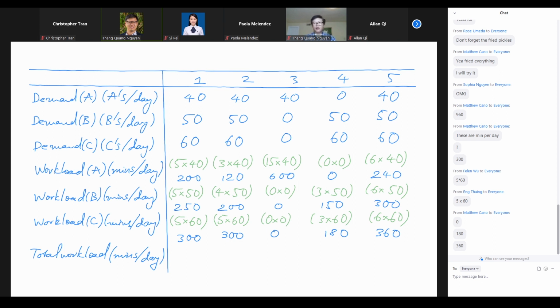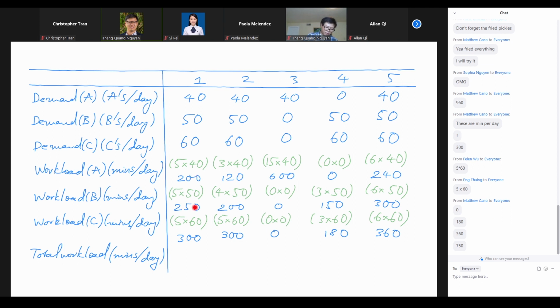So the workload here are all for 3 products, so the total will be the sum of the 3 numbers. For example, at station number 1, please look at it. We have 200, 250, and 300. I believe now you see the logic. Then the number here should be 750 minutes in total. The workers at station 1 will have to work for this many minutes in a day so that they can fulfill their orders.